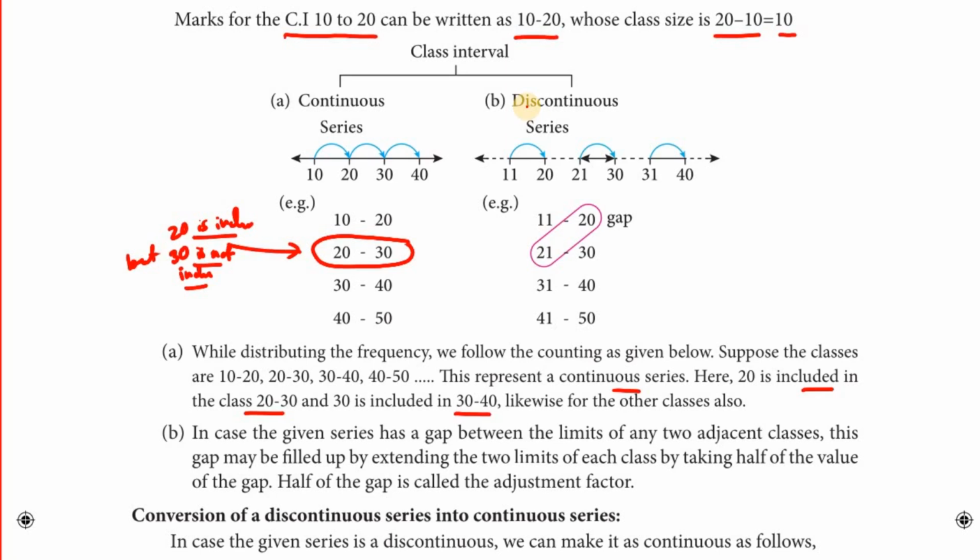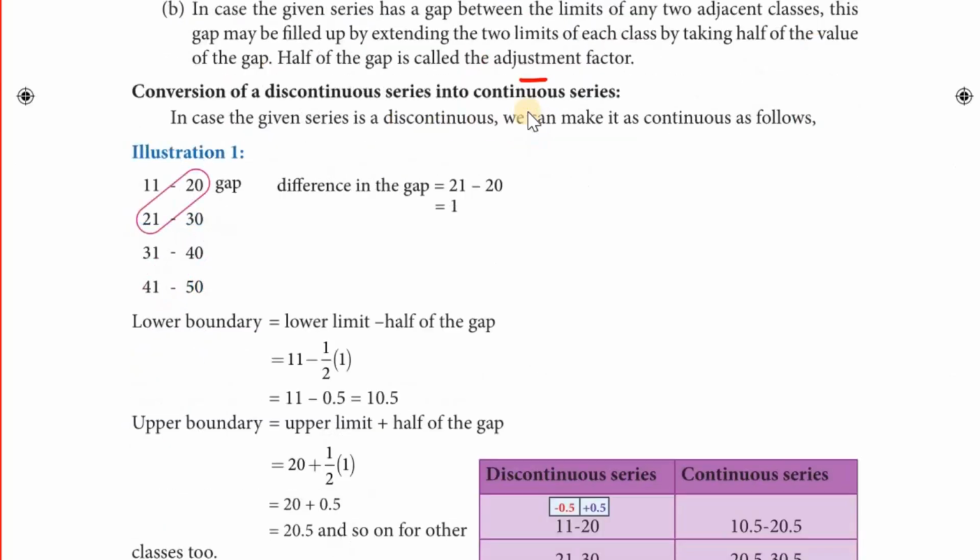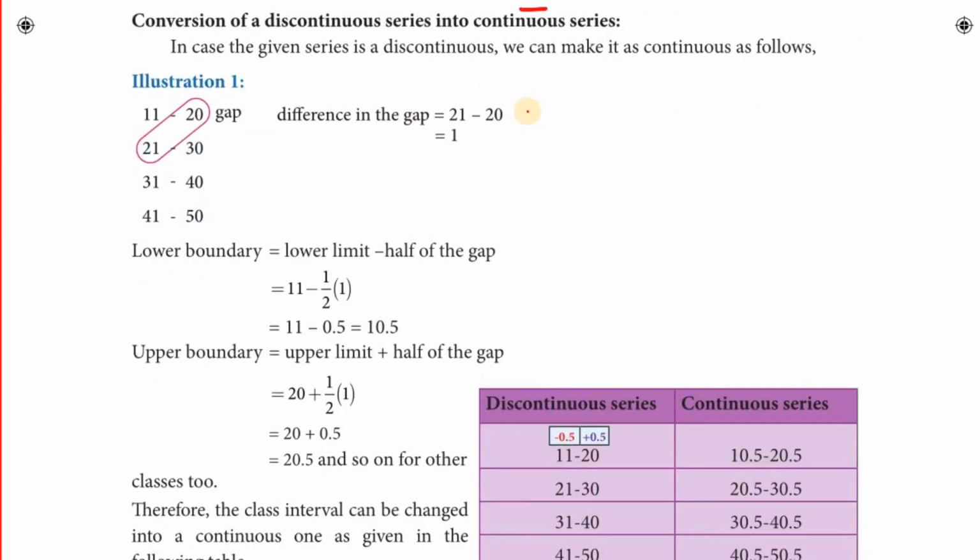Now in case the given series has a gap between the limits of any two adjacent classes, this gap may be filled up by extending the two limits of each class by taking half of the value of the gap, and this half of the gap is called adjustment factor. Now I will show this to you later on. First, let us talk about conversion of a discontinuous series into a continuous series.